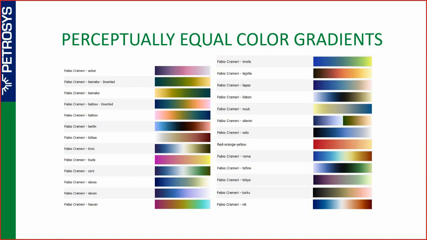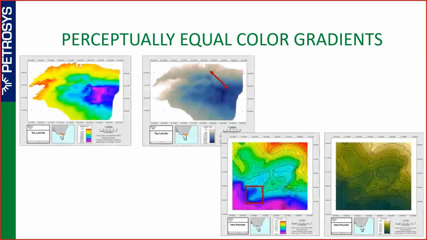Now, these gradients were created by Fabio Crameri, a researcher from the University of Oslo. The reason why they were created was to try and encourage scientists to move away from visualizing their data with the rainbow, which is also known as the jet color gradient, because this gradient has a tendency to distort the underlying data and generate artificial boundaries due to inconsistent changes in color brightness and intensity across that gradient range.